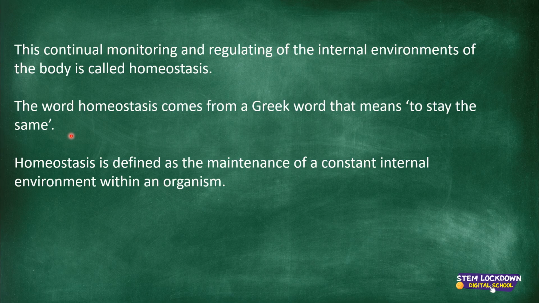If there's any change detected, then homeostasis regulation takes place. If there's an increase, homeostasis regulation is there to decrease and bring back to normal conditions. If there's a decrease, homeostasis regulation is there to make sure it increases back to normal and optimal conditions. Homeostasis is therefore defined as the maintenance of a constant internal environment within an organism.